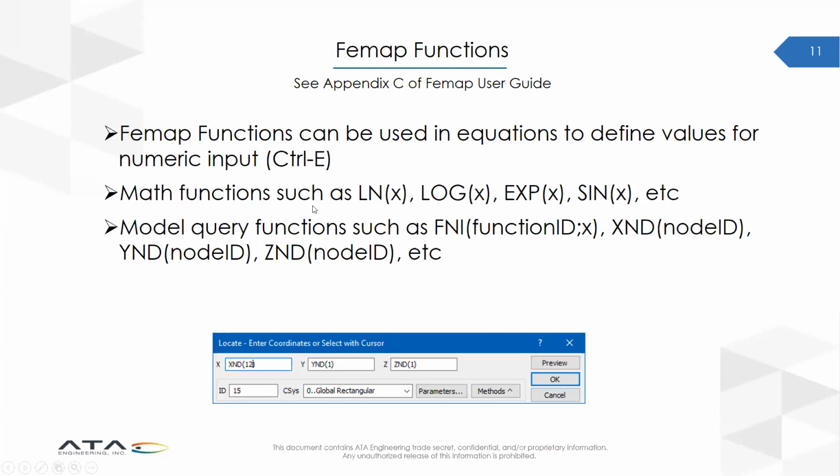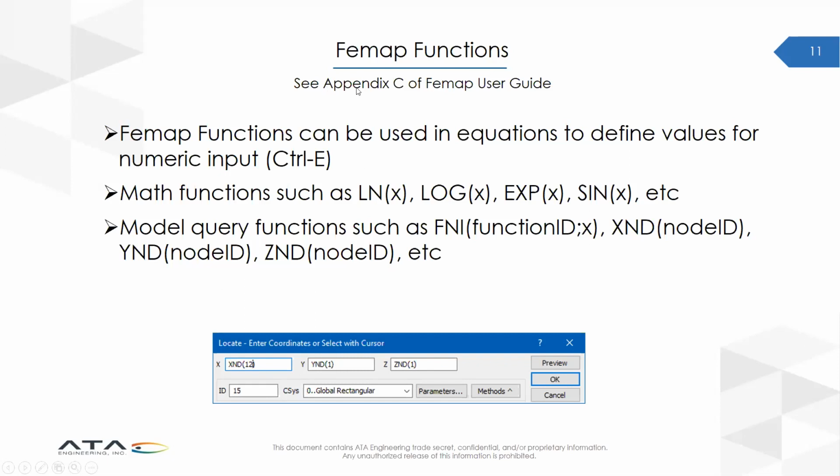Okay, there are also other math functions available, such as natural log, exponent, as well as sine, cosine, and so on. There are also model query functions. This is a different type of function. This is a Femap xy function. If you have that defined, you can interpolate the function at x using this command, fni. And xnd, ynd, and znd we talked about already.